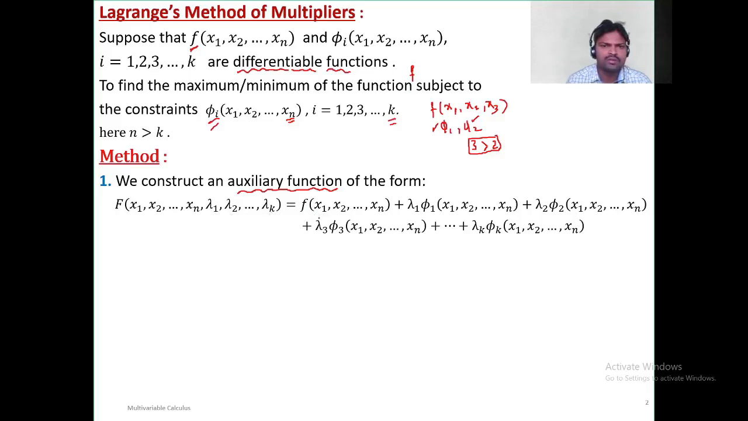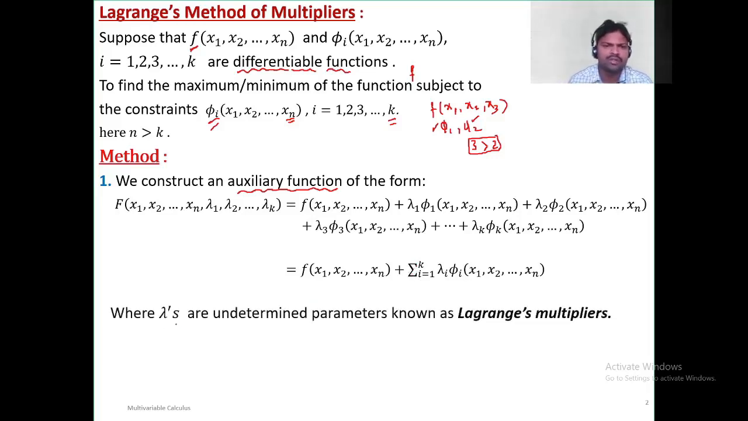Now it is defined like this: the given function f of x1 to xn, plus lambda 1 into the first constraint, lambda 2 into the second constraint, lambda 3 into the third constraint, up to lambda k into the kth constraint. This is clubbed as F of x1 to xn plus the summation, i running from 1 to k, of lambda i pi i. If there are only 3 constraints, then i runs from 1 to 3. So this is the auxiliary function. We need to construct this first in this methodology, where all these lambdas are undetermined parameters known as Lagrange's multipliers.